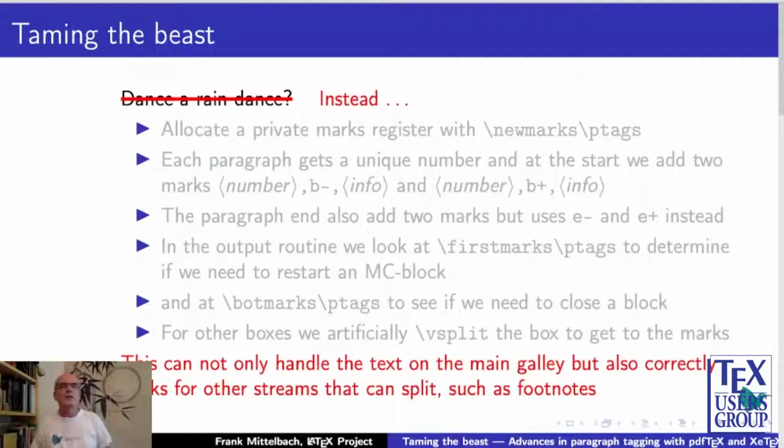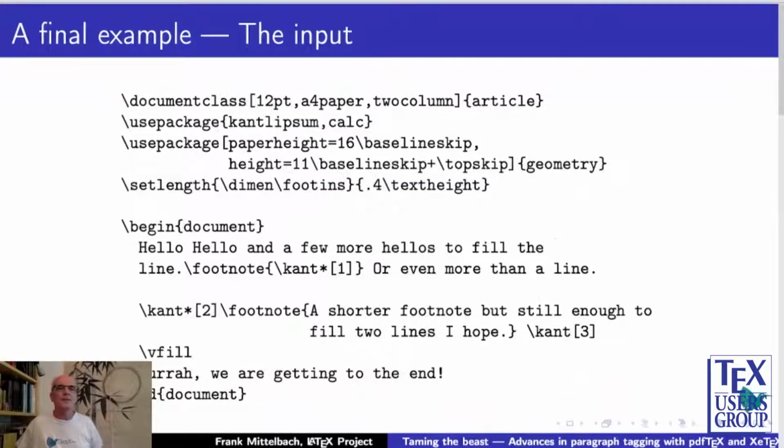So let us turn to our final example, in which we use paragraphs as well as footnotes that split across columns and pages. Here's the source. Again, some unusual geometry, just pages with 12 lines. And since we want to show long footnotes that break across columns, we need to limit the amount of space footnotes are allowed to take up. Otherwise, the footnote would take up the whole page because we shortened it. So we make this 40% of the text height.